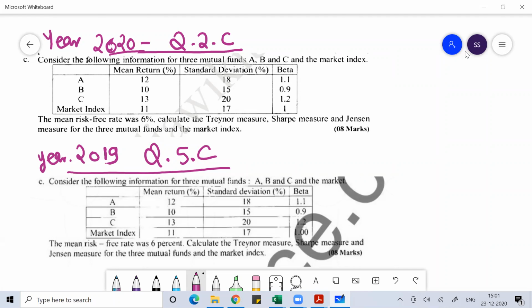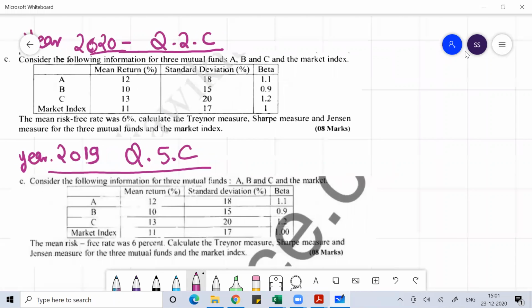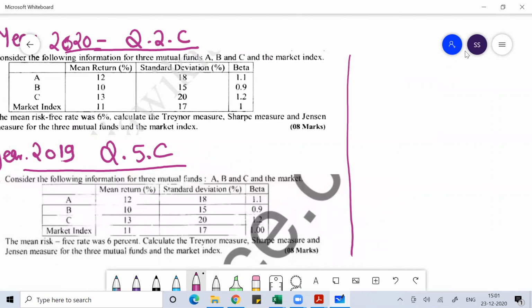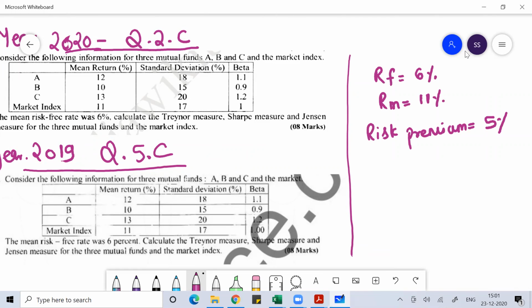So here in this question, the RF value given to us is 6%. RF means risk-free rate of return. Then the market return is given as 11%. So you can calculate the risk premium. The risk premium will be 11 minus 6, that is 5%. That means RM minus RF is your risk premium.